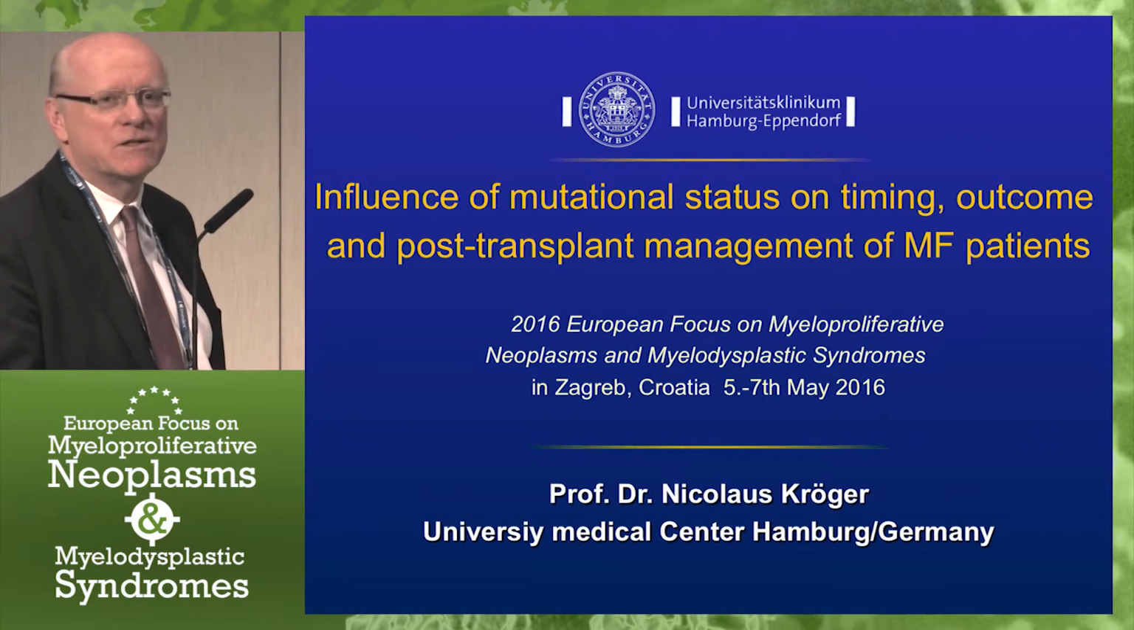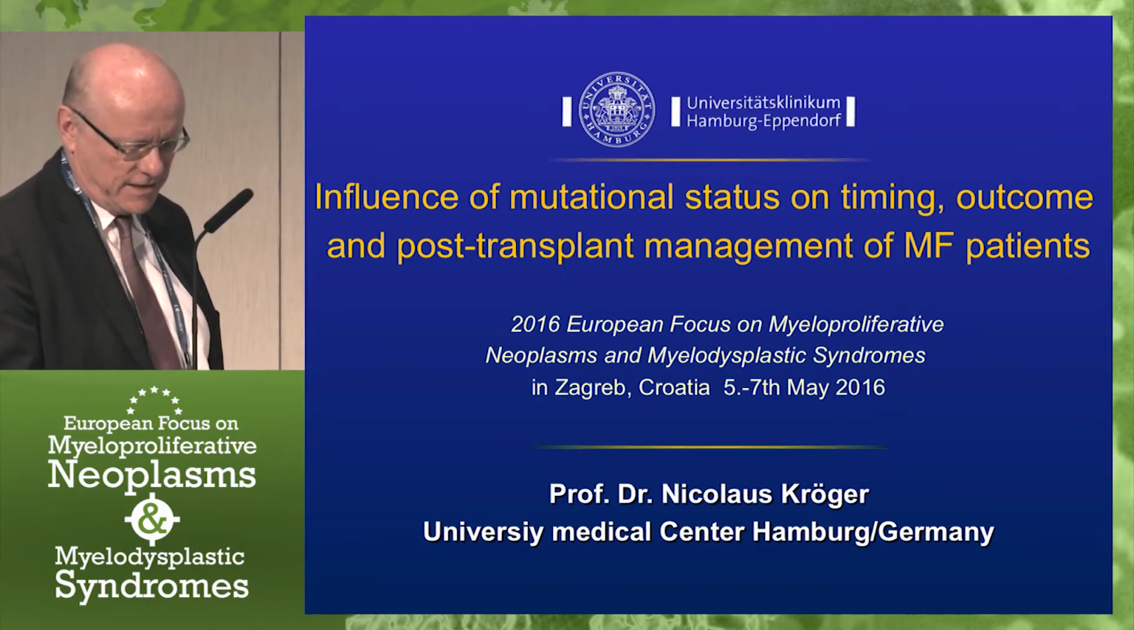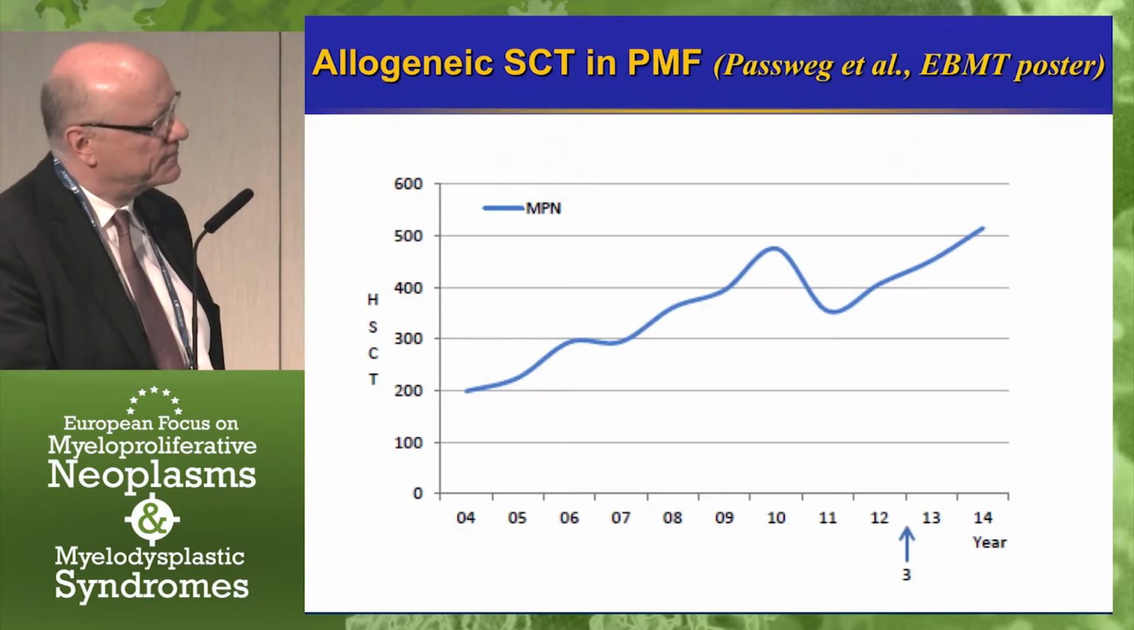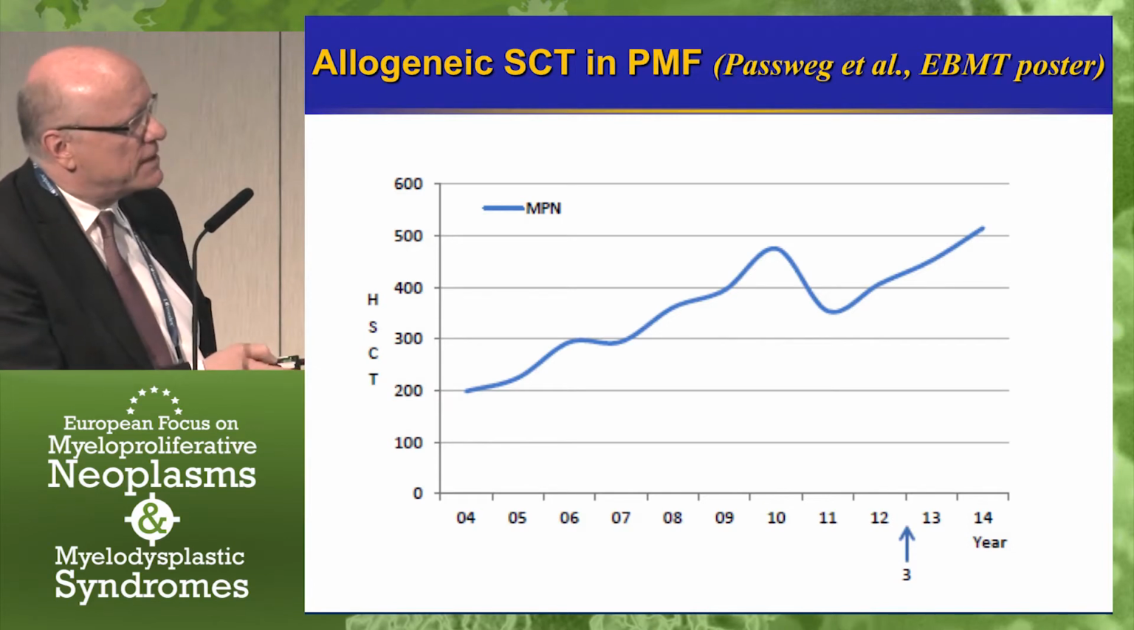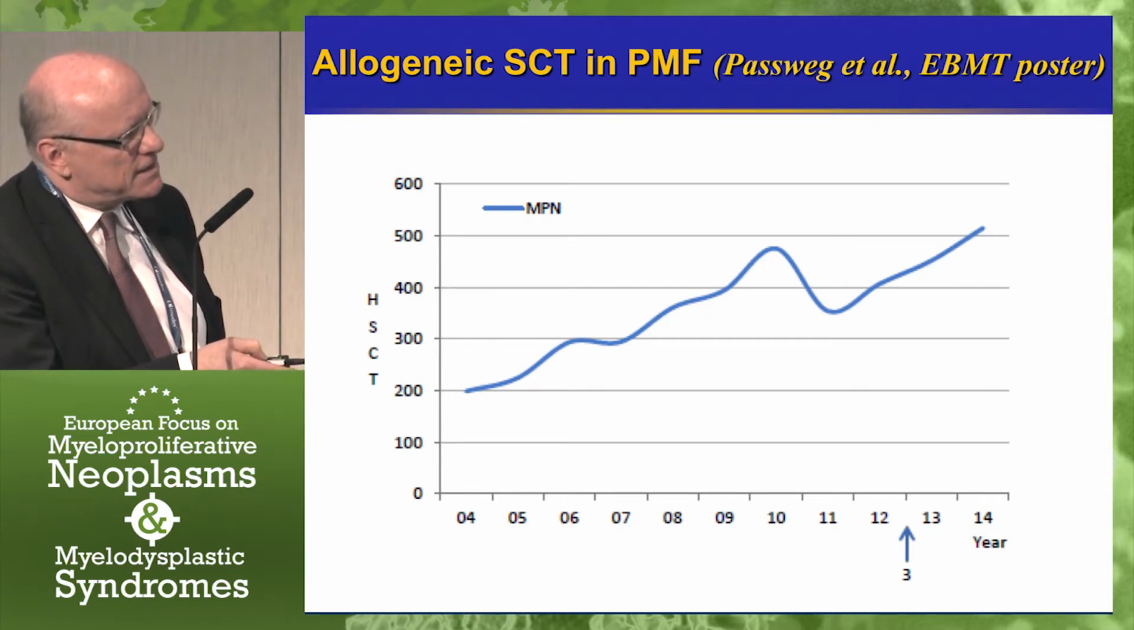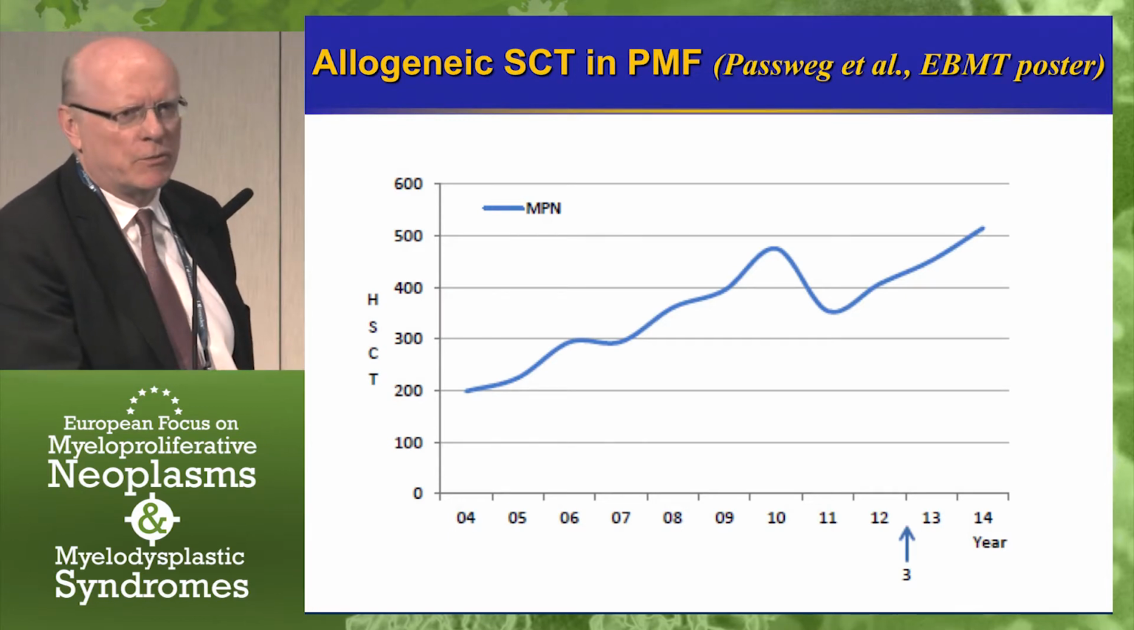So what is the status and timing of transplantation in myelofibrosis? I will start with the first slide. This slide shows the transplant data for myelofibrosis in Europe from 2002 to 2014. You can see a steady increase in the numbers of transplantations. In 2014, we have about 400 in Europe, and the same holds true for CIBMTR.